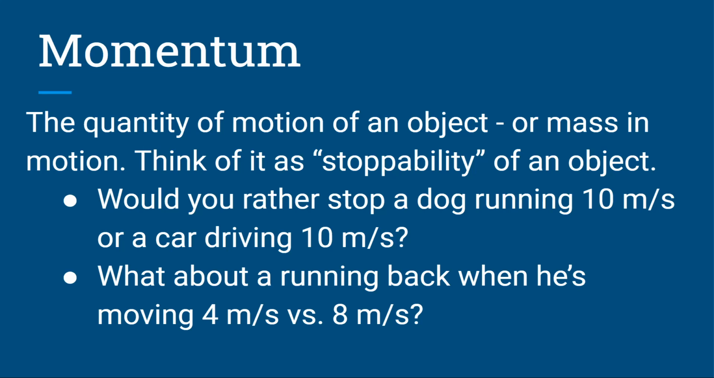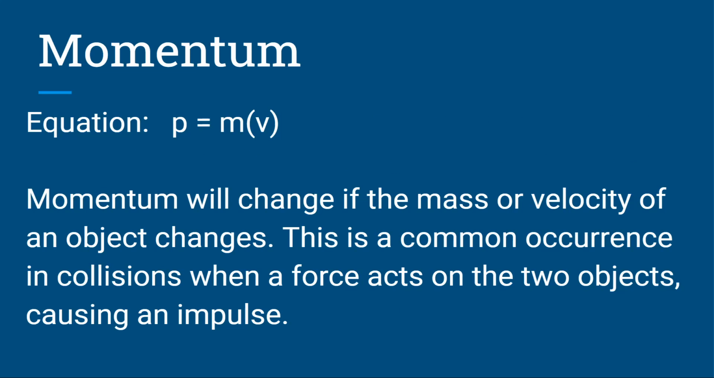So whatever you need to jot down here to help remind you, please do so. Okay, the equation for momentum is, again, P equals m times v. That P is the variable for momentum, and it is equal to mass times velocity. Now, your momentum will change if the mass or velocity of the object changes.